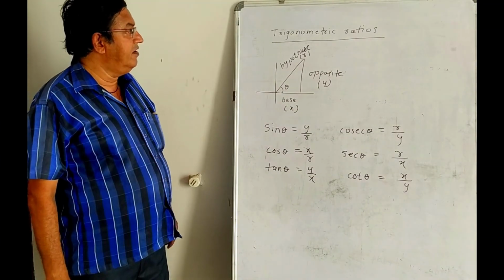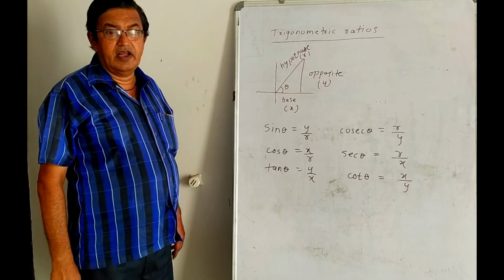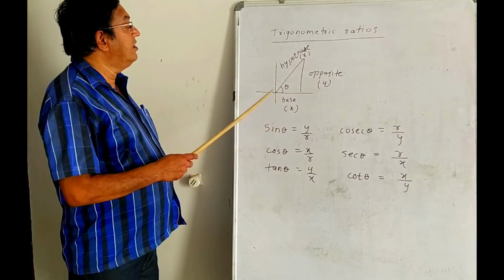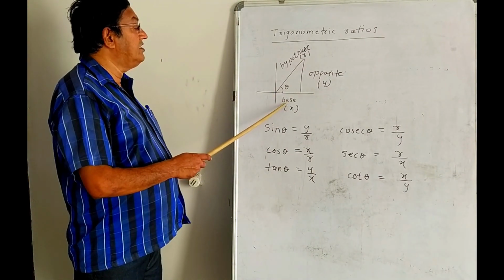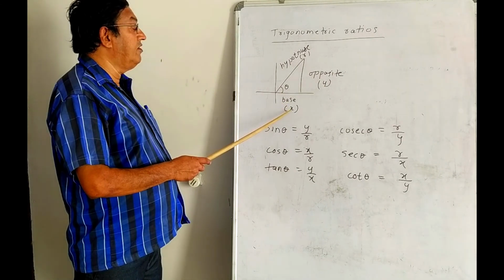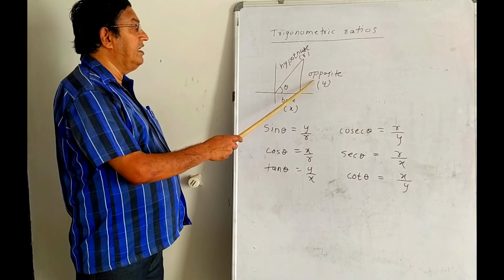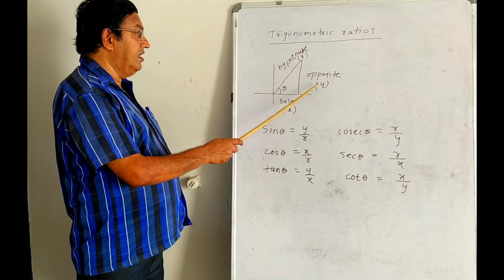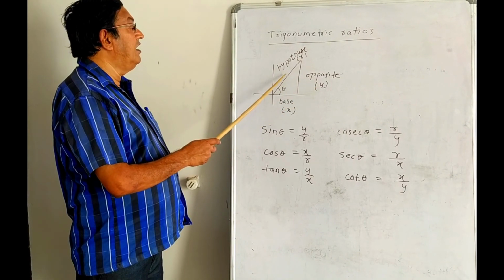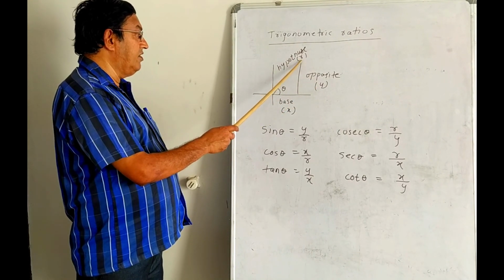Next we will define the basic trigonometric ratios. This is a right angle triangle. This side is called base. It is denoted by x. This side is called opposite side. It is denoted by y. And this is hypotenuse, which is denoted by r.